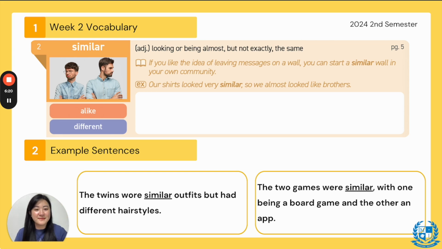Who knows? Next, it says the two games were similar, with one being a board game and the other an app. So my favorite board game is called Rummikub. I don't know if any of you play it. Maybe you do. Maybe we should play sometime. It's similar to the board game, but has small, slight differences when we're playing it on the phone. So they're similar, but a bit different still. Not exactly the same.